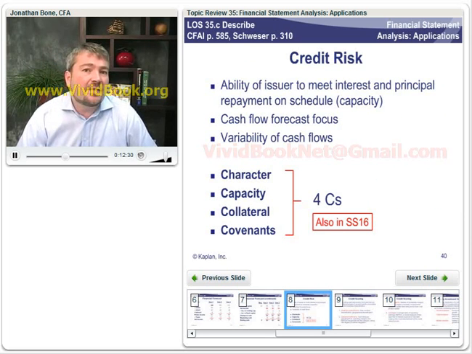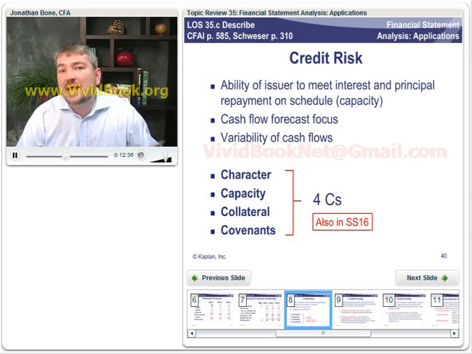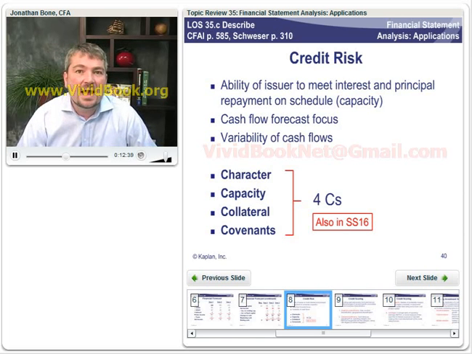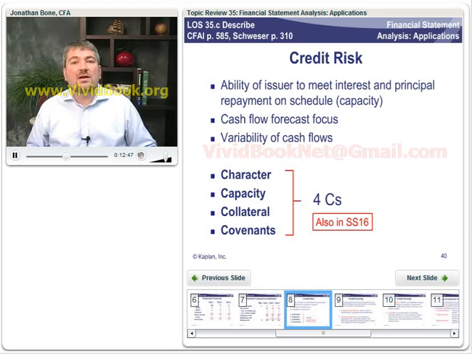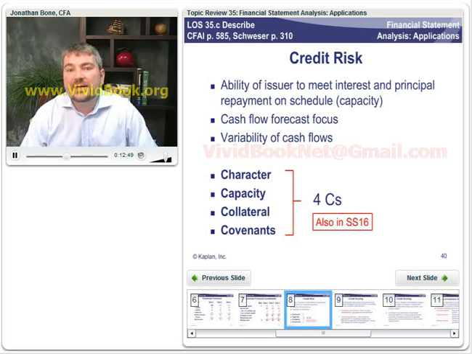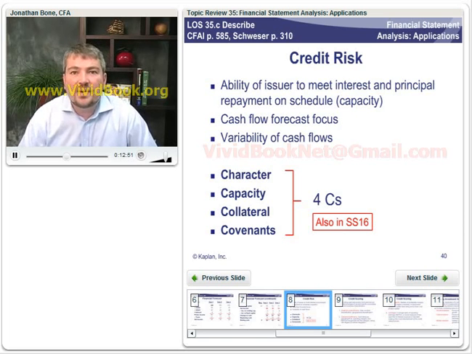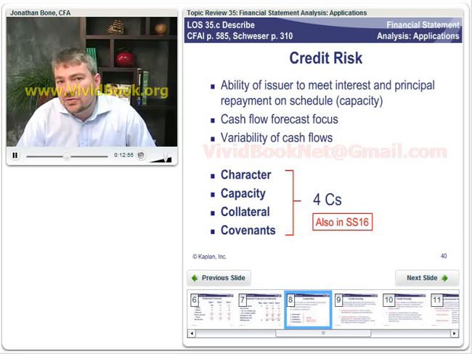The bigger the cash flow from operations, the easier it is to meet your interest and principal payments as they fall due. The more stable your cash flow from operations is, again, the better the credit rating we're going to receive. So when the rating agencies are looking at a company and establishing a credit rating, they're going to look at the 4 C's. Character, which is the track record of the company, the qualifications of the people that are running the company, the internal controls, succession planning, etc.